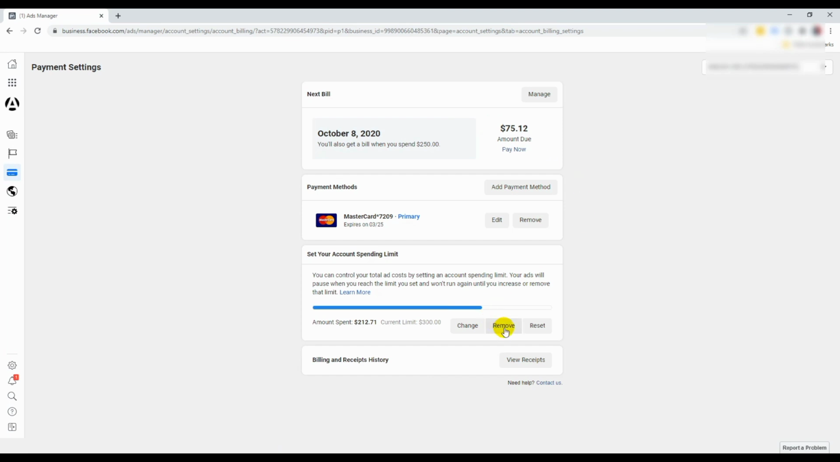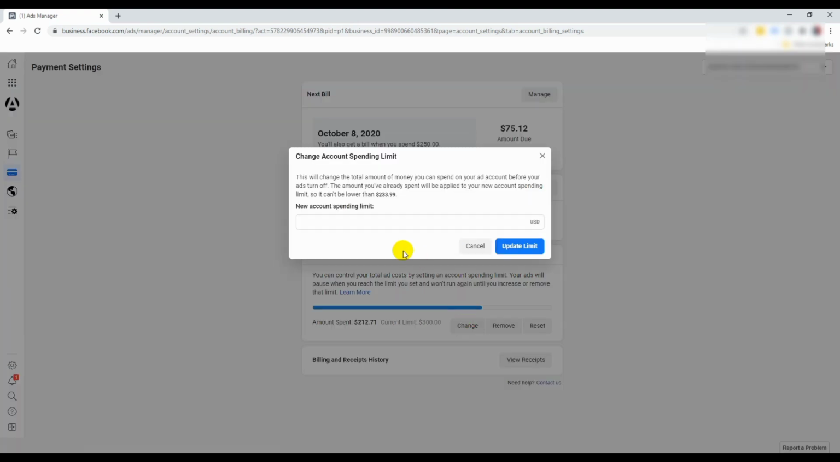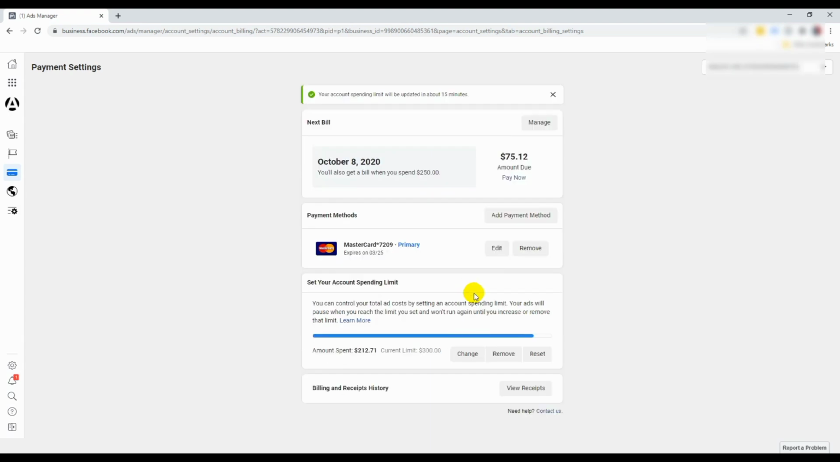Now, by default, if your account is brand new, you're going to see that there's no account spending limit, and that's exactly what we're going to do. Okay, so you're going to click on change, and we can put in any amount that you want. So this account's currency is in US dollars, and currently this is set to 300 USD, and I'll click on update limit. So what happens is that after an ad spend of 300 US dollars, the account will stop spending.